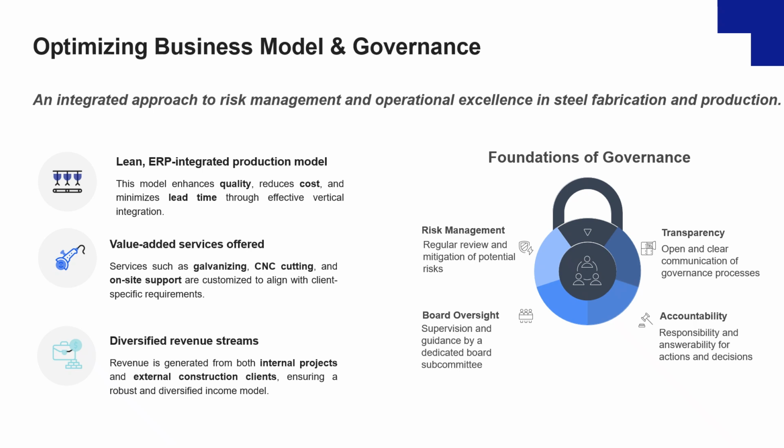The production model is ERP integrated, ensuring operational efficiency and reducing lead time. Value-added services like CNC cutting and galvanizing are customized per client needs. Governance is reinforced through transparency, risk oversight, and board accountability. The governance structure ensures decisions are well informed and risks are proactively managed.